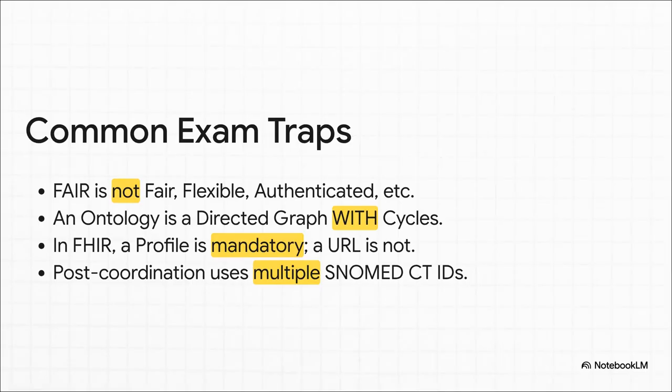All right, listen up, because these are the classic trip-ups on exams. First, FAIR does not stand for Fair, Flexible, Authenticated, Interactive, Responsive. Don't fall for it. Second, an ontology is a directed graph, but it can have cycles. That's a key distinction. Third, in the FHIR standard, a profile is mandatory to constrain a resource, even if the URL isn't. And finally, remember what we said about SNOMED CT? Post-coordination uses multiple concept IDs, not just one. You need to know these cold.